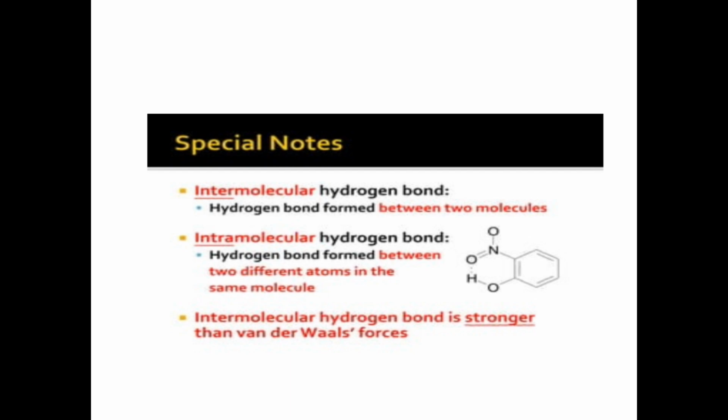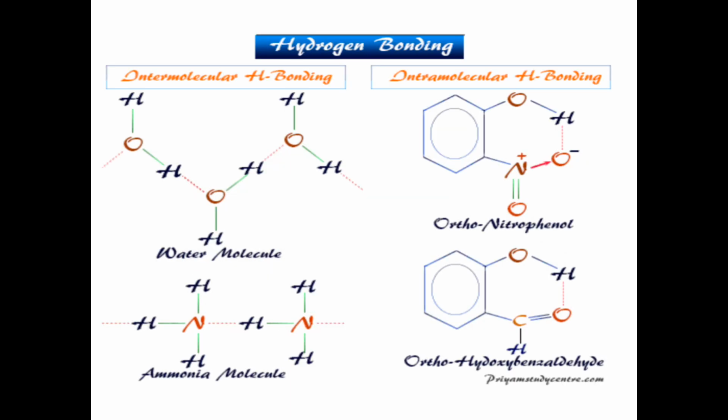Let's take a quick look at the inter and intra that we mentioned just now. In intermolecular hydrogen bonding, an example is water, where you have the molecules of water at one end interacting with the molecules of water at the other end. So we have H to O, O to H, H to O, O to H, and the like. So this is intermolecular because they are interacting between two different molecules.